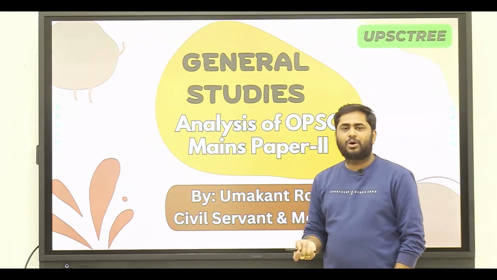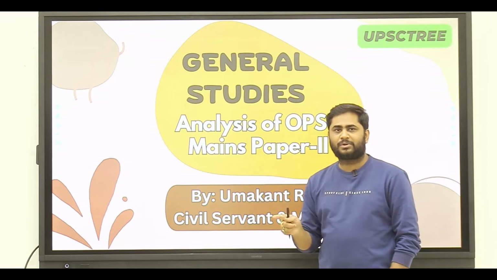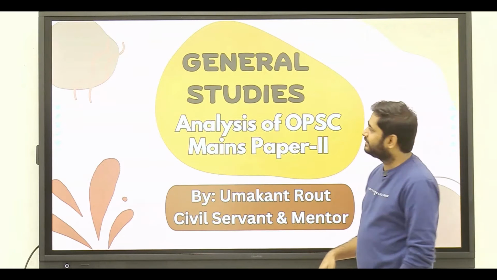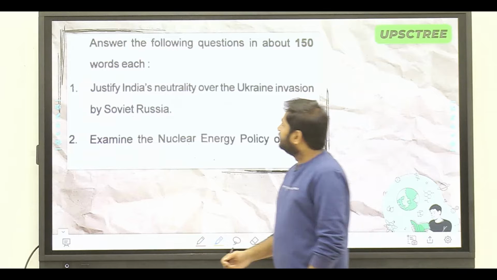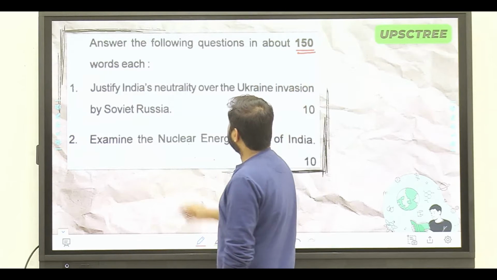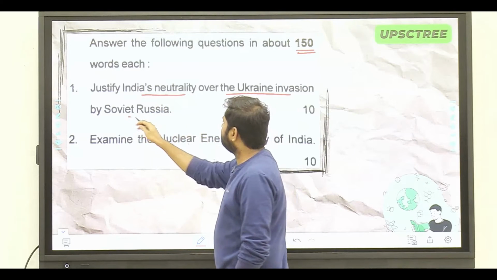So in this video, we'll do an analysis of GS Paper 2, that is General Studies Paper 2, conducted recently by OPSC. Let's go through the questions. This is a 10 marker question that you have to answer in 150 words. Justify India's neutrality over the Ukraine invasion of Soviet Russia.